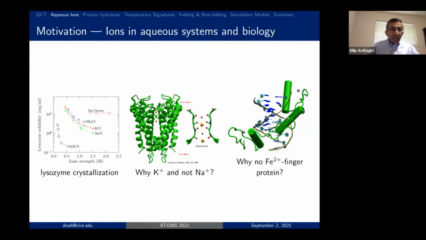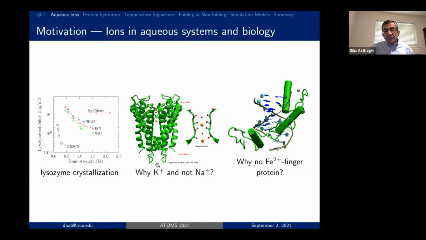I chose this panel because both my PhD mentor is here and also Federico is here. For example, if you take lysozyme crystallization, you see that the solubility of lysozyme is fairly sensitive to the type of the ion. So how do we understand this? Can we predict it? Can we model it?